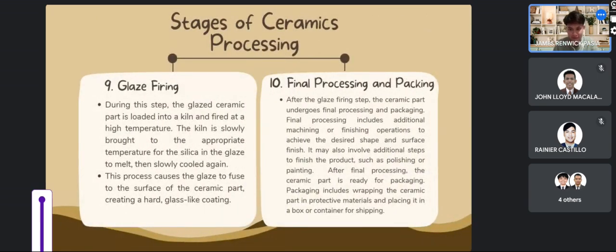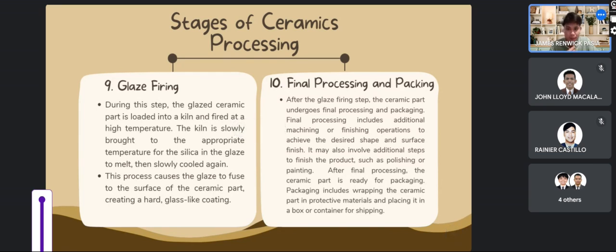Next, glaze firing. During this step, the glazed ceramic part is loaded into a kiln and fired at a high temperature. The kiln is slowly brought to the appropriate temperature for the silica and the glaze to melt, then slowly cooled again. This process causes the glaze to fuse to the surface of the ceramic part, creating a hard, glass-like coating.